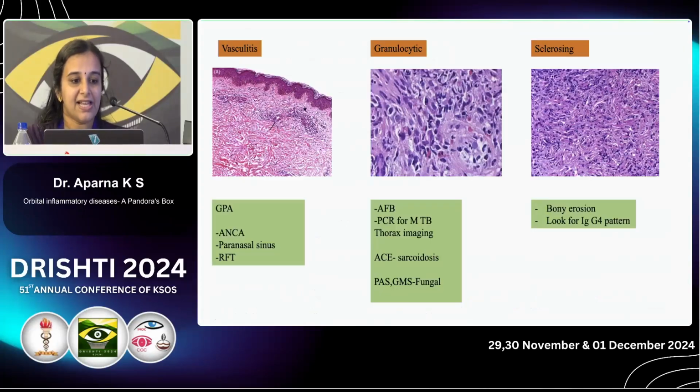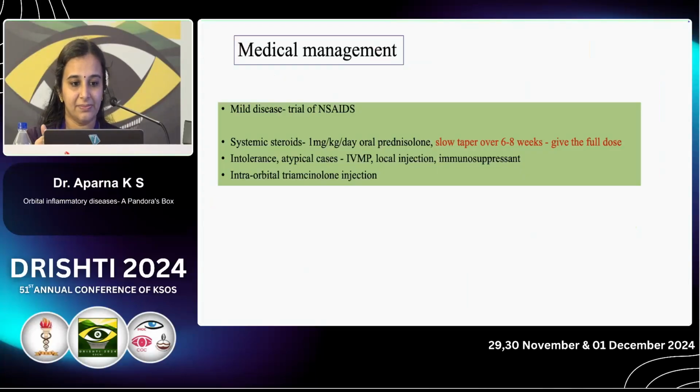But if there is a vasculitis pattern, we have to think about GPA, send for ANCA, look at the paranasal sinuses and renal function test. If it is granulomatous involvement, we have to rule out tuberculosis, sarcoidosis and fungal infections. If it is showing a sclerosing pattern, think about IgG4 disease.